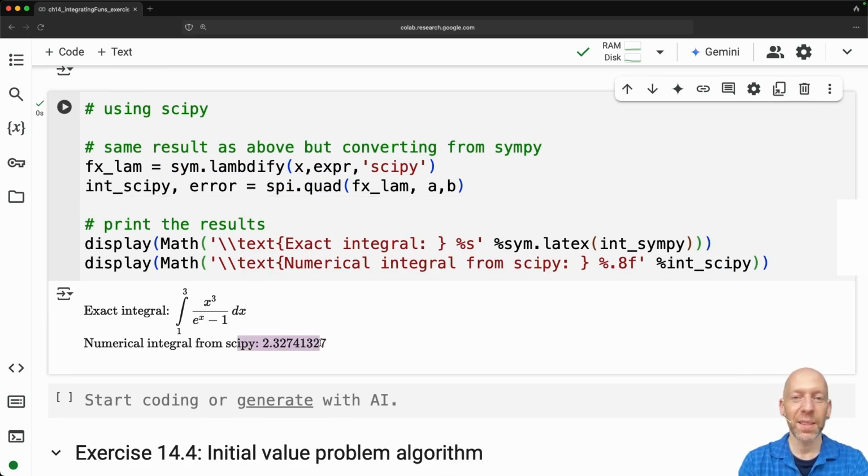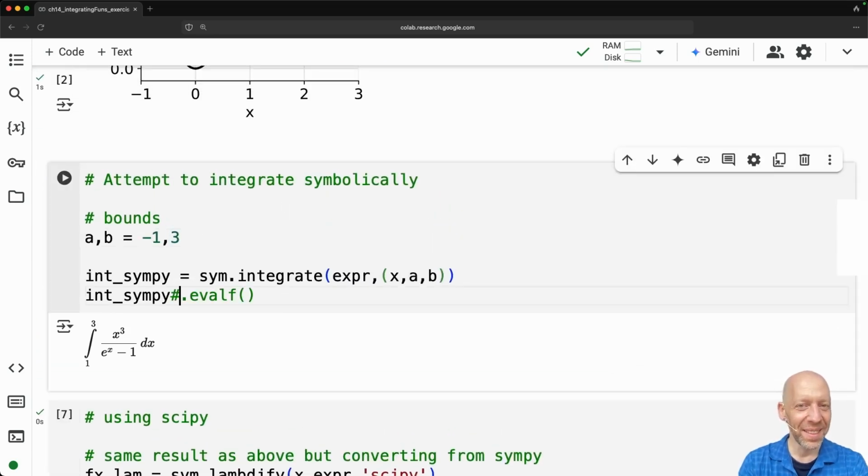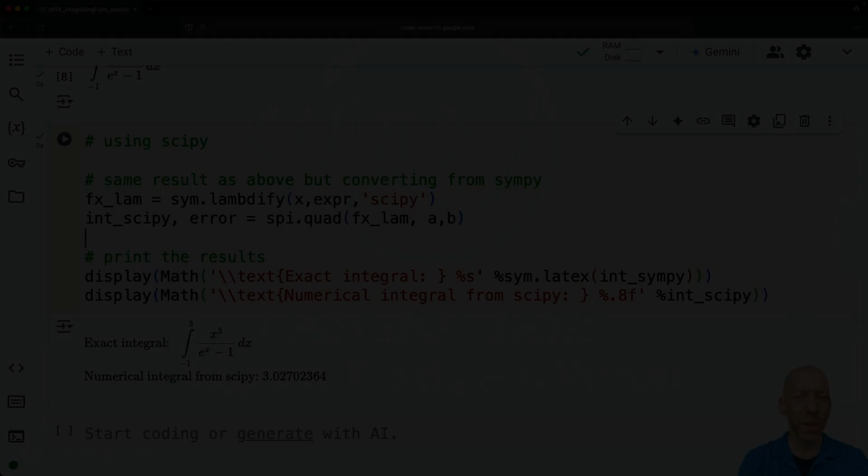This is inconsistent with what I showed in the book, and that's just because the bounds here were -1. So I'll set that back to -1. And now we're going to get 3.0270.